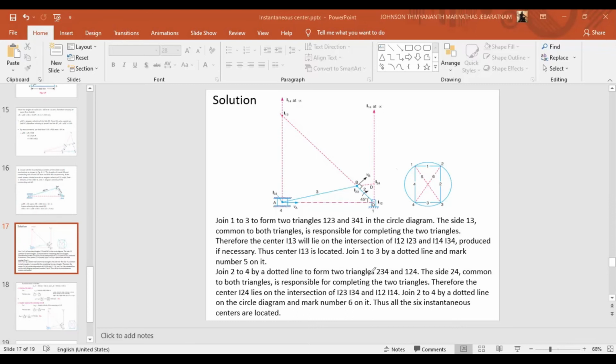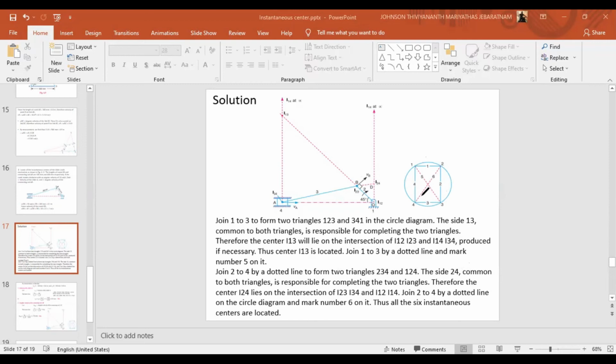So we'll see. Triangles 2, 3, 4 and 1, 2, 4: the side 2, 4 is the common side. So we will make the adjacent triangles on both sides of 2, 4 and, based on that, mark this point. Join 2 and 4 by a dotted line on the circle diagram and mark number 6 on it. So this is going to be the sixth instantaneous center.